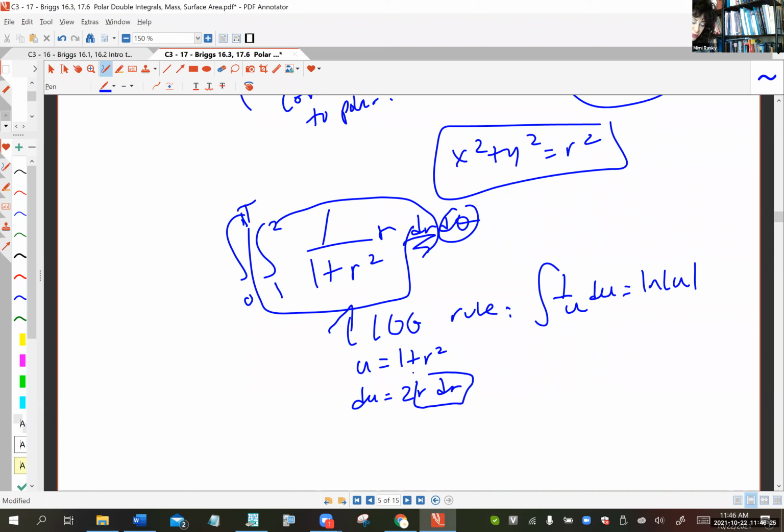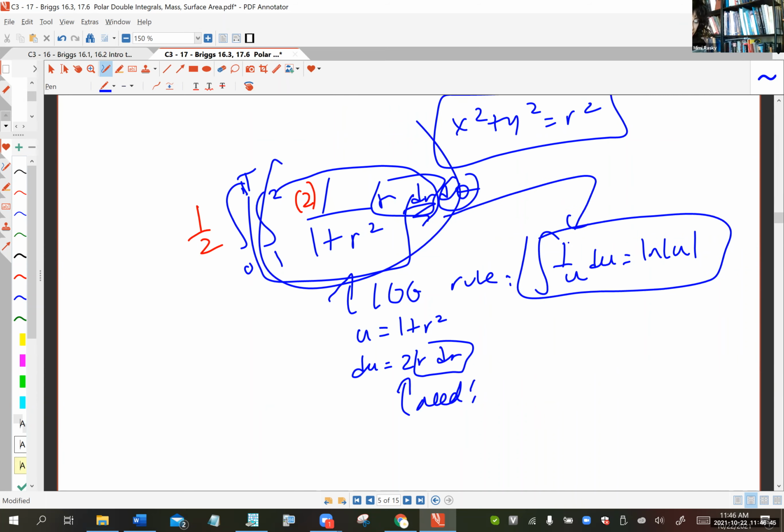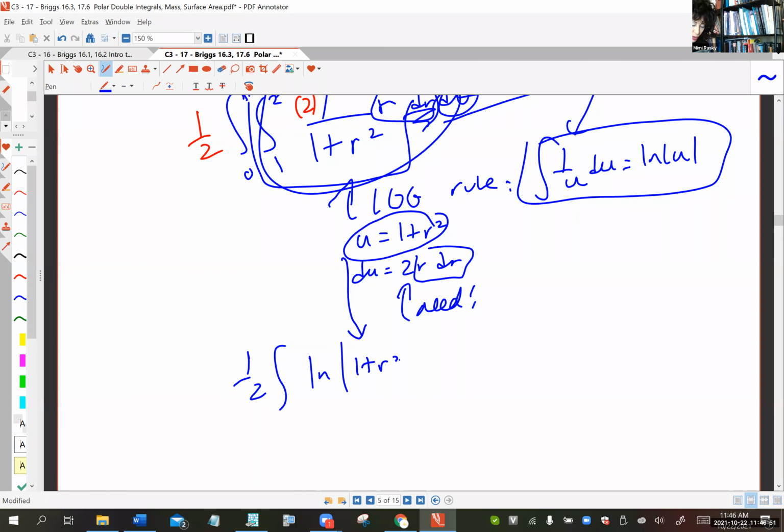So good news and bad news. I already have an r and a dr in the integrand, but I need a 2. So I'm going to put one in so that I can do my u sub. I put one in provided I multiply the front of the integral by a half, and now it's legal. So now this integral does in fact look like 1 over u du, and it's going to give me the ln of what? The 1 plus r squared. And then you're going to evaluate this between 1 and 2.